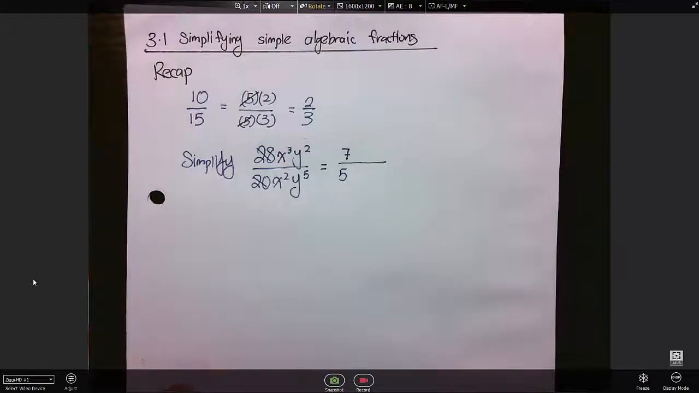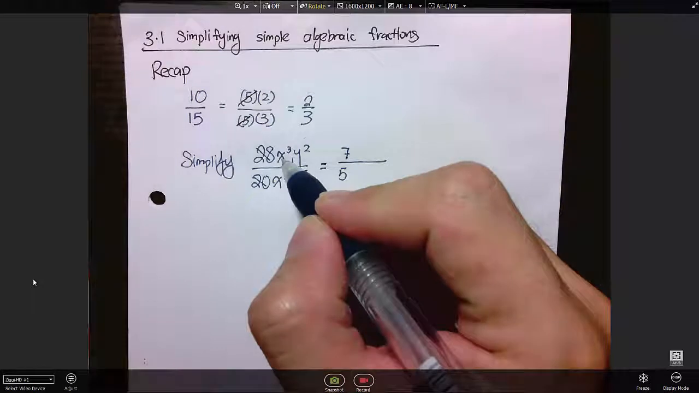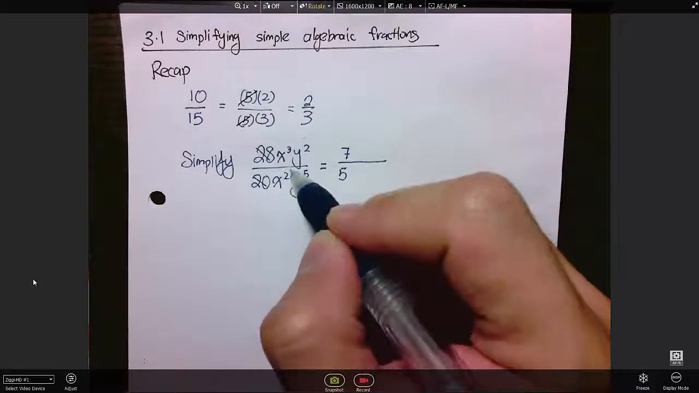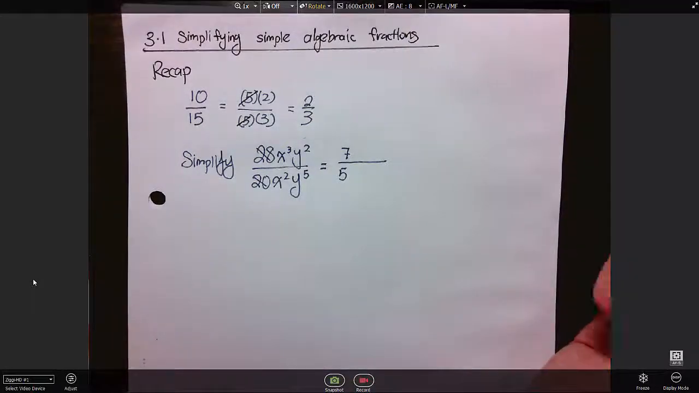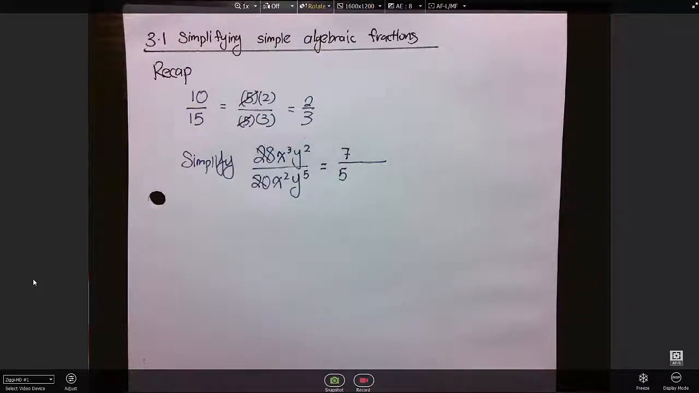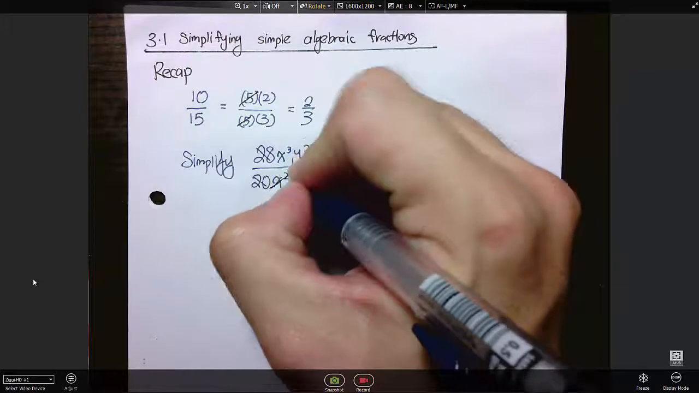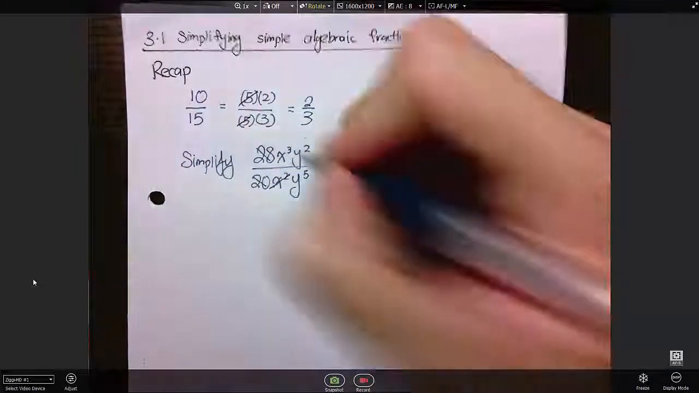Now, x cubed and x squared. Basically, there is x times x times x in the numerator and x times x in the denominator. So how many x's can we eliminate in this case? We can eliminate 2 x's, x times x. So here I eliminate x squared. So in the numerator I'm simply left with x.